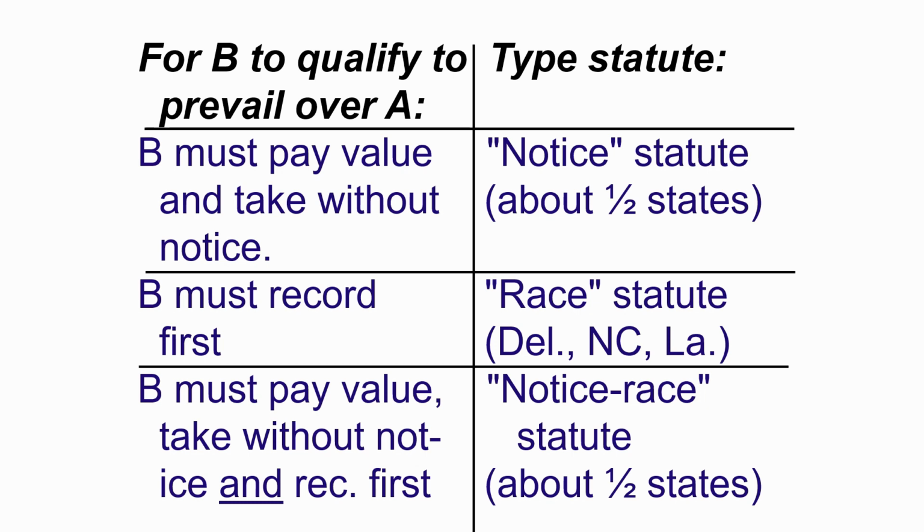The third type of statute is really a combination of the first 2 kinds. It says for B to win, B must not only pay value and take without notice, but must also record first. This is sometimes called a race notice or notice race statute, and about half the states have this type of statute as well.